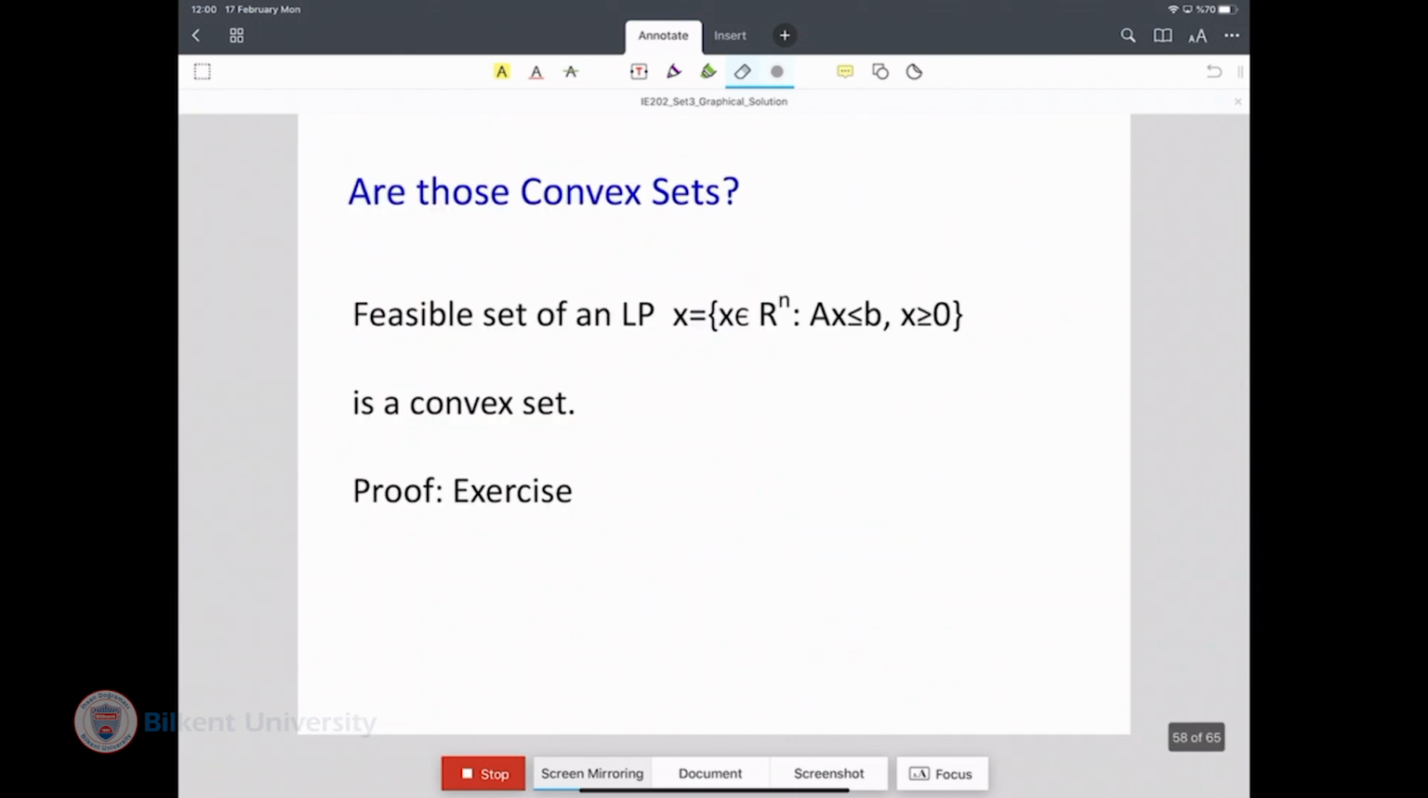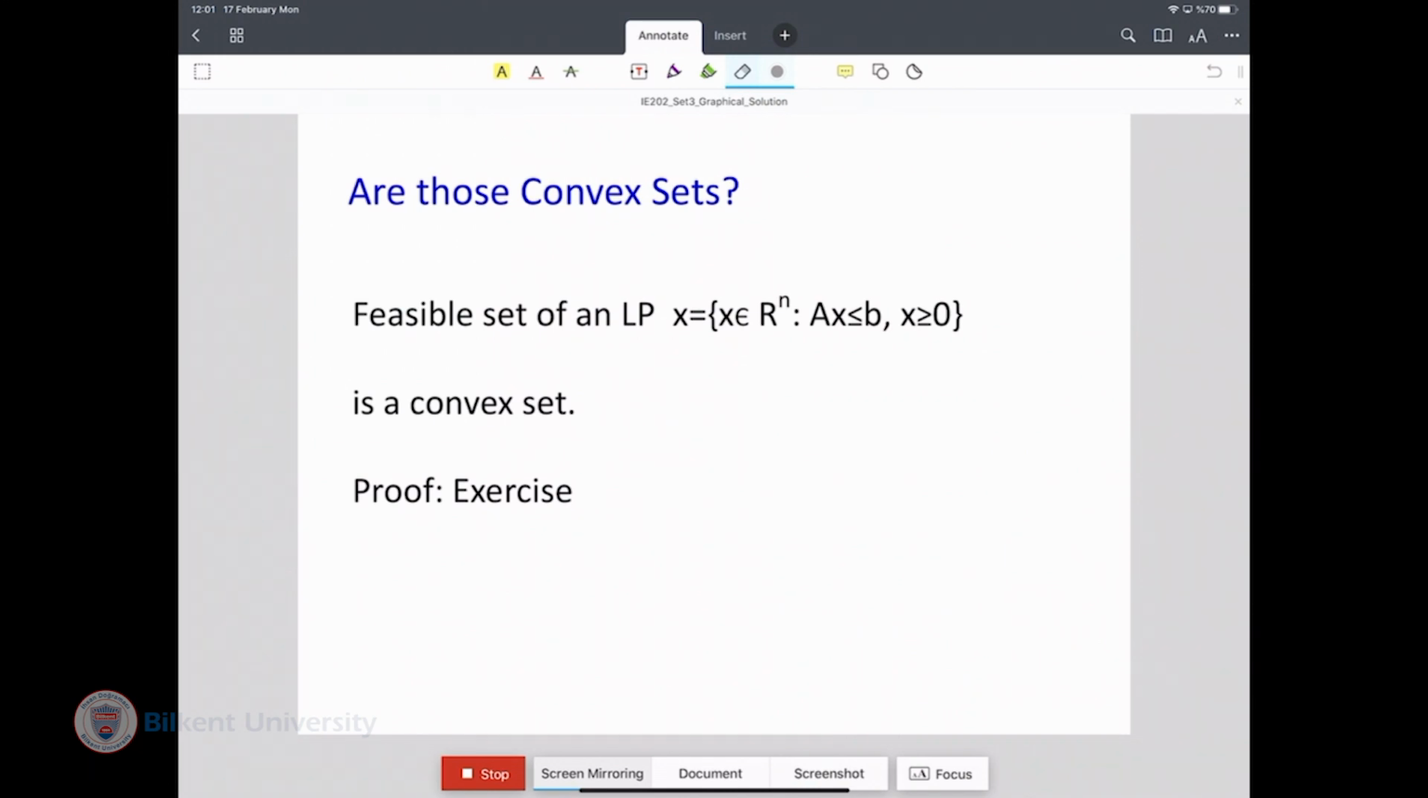Now, this is a very nice proof. I suggest you all try it. So that's a feasible set of an LP, yeah? X in Rn, AX less than or equal to B, X non-negative. This is how we generalize our mathematical models in linear programming, right? I don't care about the objective function. This is the feasible region, right? So AX less than or equal to B, X greater or equal to 0. I'm claiming that it's a convex set. Now try it on your own. Prove that the feasible set of an LP is convex.